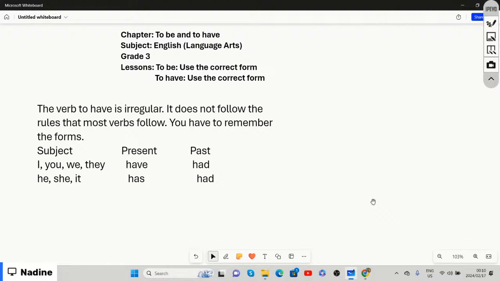So, for example, if you use the subject I, when we use either to have or to be, we use the present tense verbs of have or has, or we use the past tense form of had. So, for example, I have. Let's look at an example.